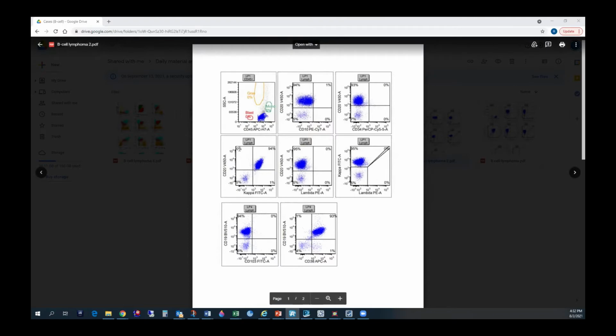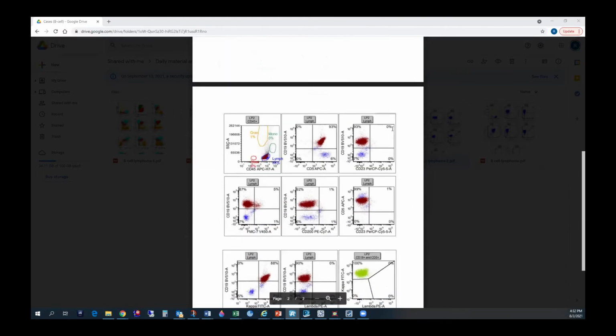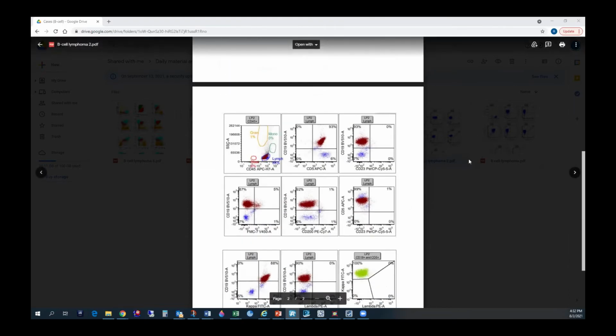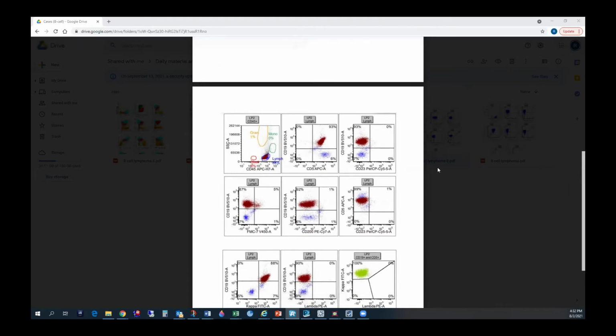So it is a kappa restricted population and it is CD5 positive. We don't call mantle cell just by flow. We need cyclin D1 for that. So that is the diagnostic definition of the diagnosis. So we only call CD5 positive monoclonal kappa restricted B cell population. That would be our top line for this one.